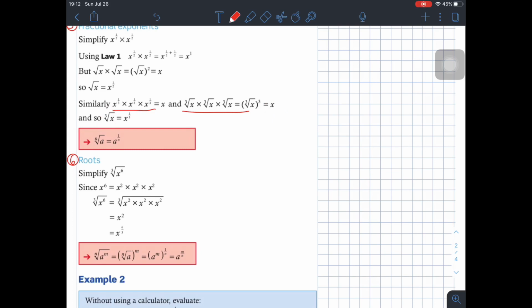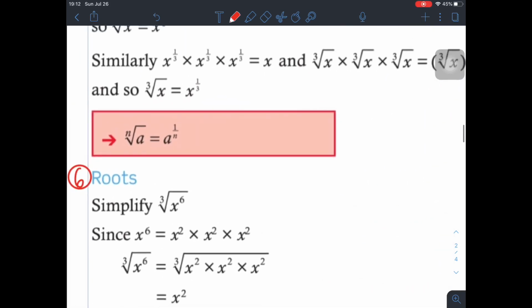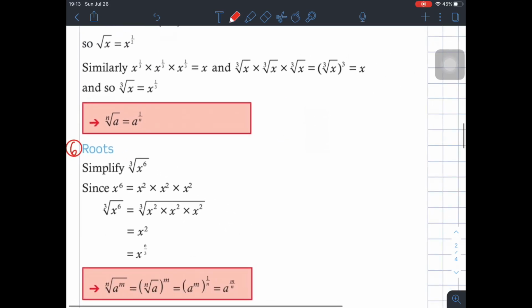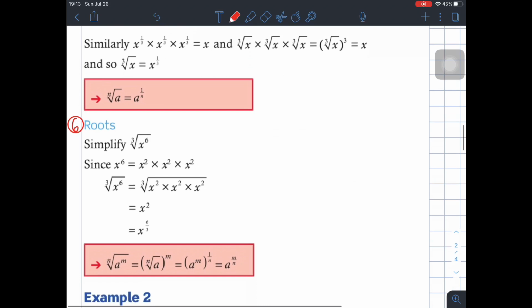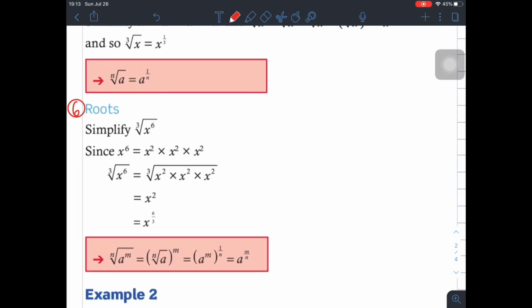So, as a general rule, what we have here in red, the nth root of a is equal to a to the power of 1 over n. So it's always the exponent I have inside here, in this case it's 1 because there's no exponent, in the numerator of the fraction divided by the index of the radical, right? In this case, n, okay? So the rule number 6 is just an extension of rule number 5, which is applicable for any exponent inside the radical, right?